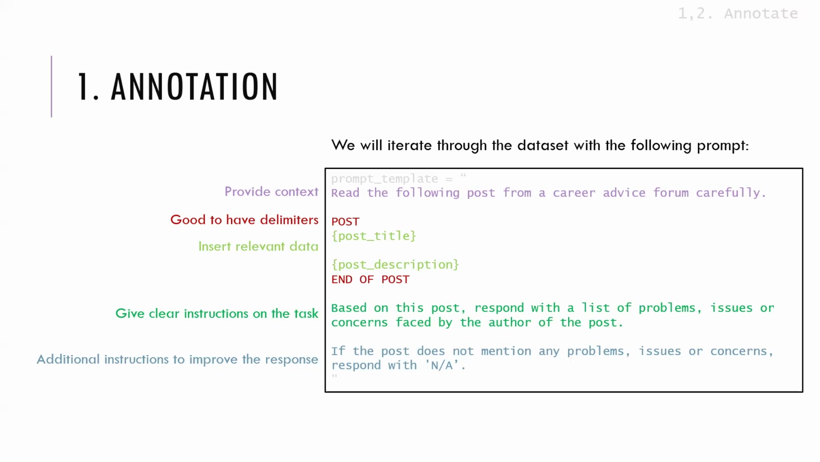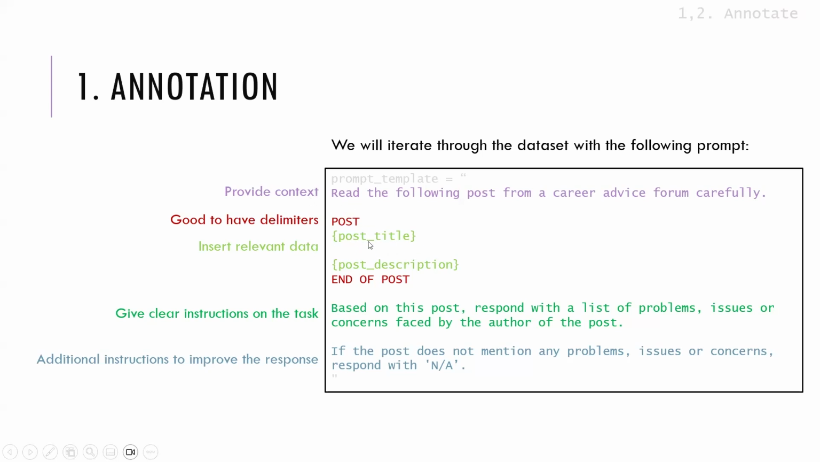Okay. So first of all, we see that the first line is actually providing context to the LLM. You don't just give it a post and ask it to identify stuff. I mean, you can, but if you think it might be useful to know that this post is actually from a career advice forum, then tell the LLM: this is a post from a career advice forum. So you provide some context, and then you insert the relevant data.